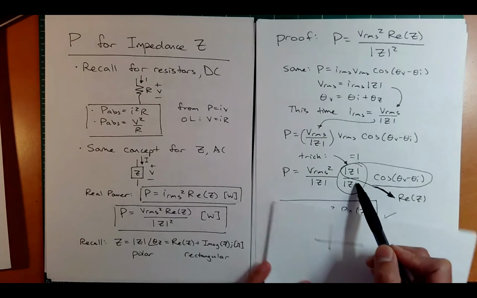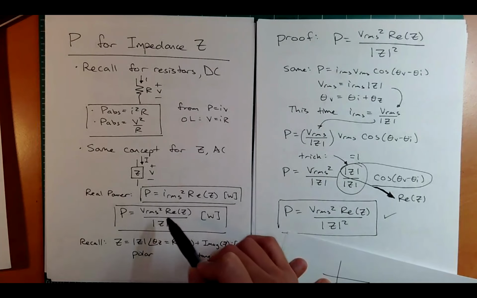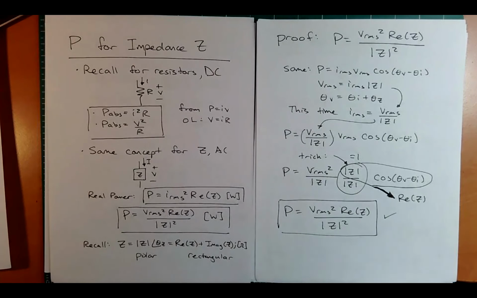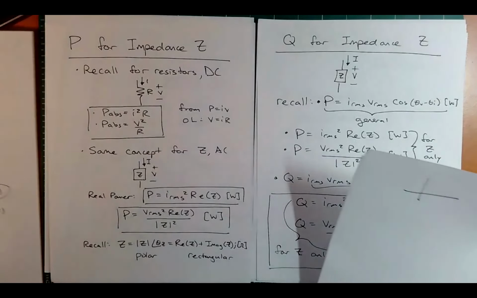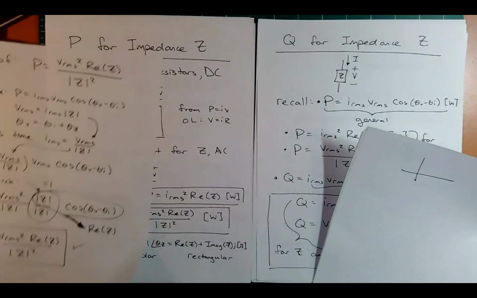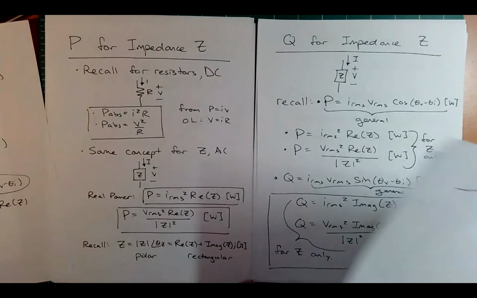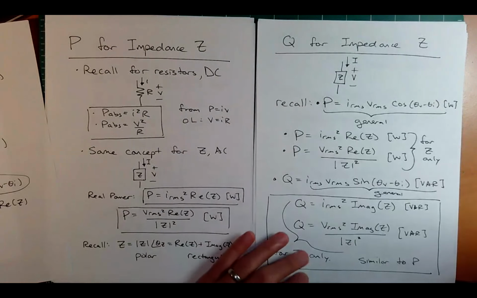And so now the bottom becomes magnitude of Z squared, and the top is real part of Z times VRMS squared. Bang. No problem. Okay? So hopefully that convinces you that these two new equations can pair with the general equation, this one. All right.